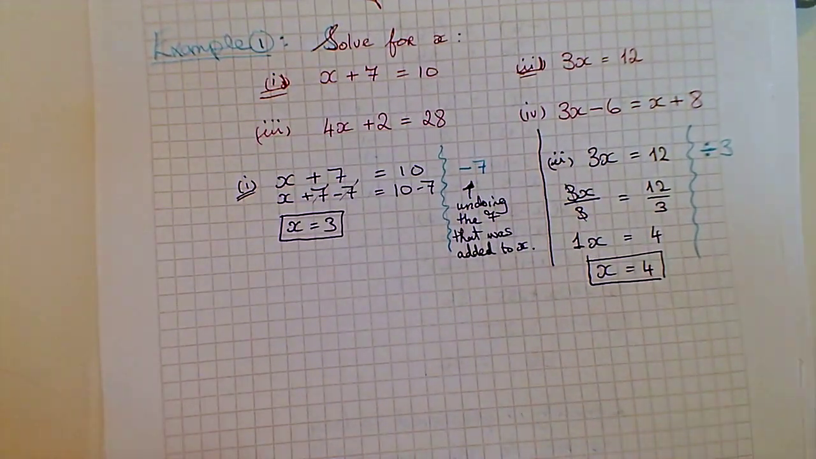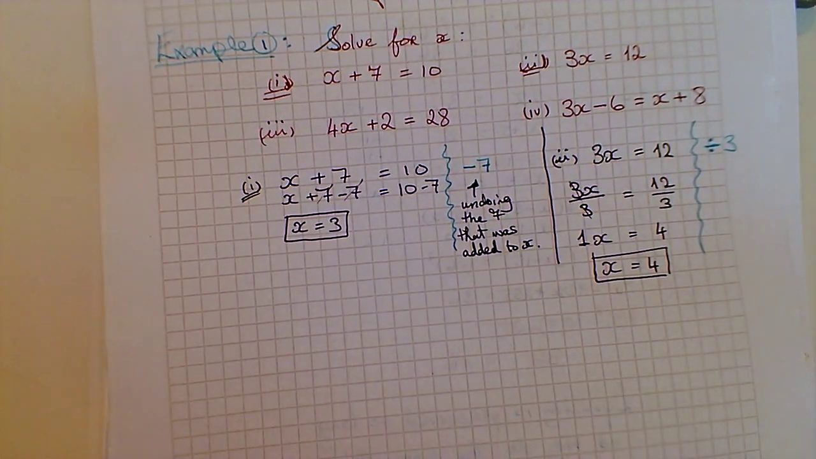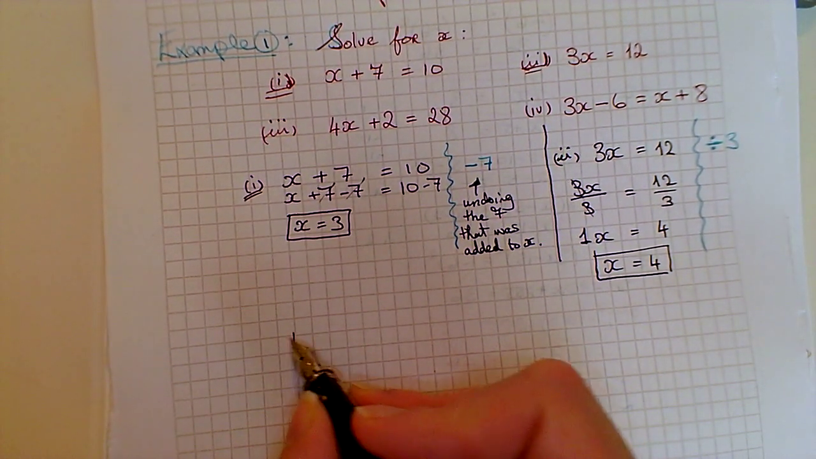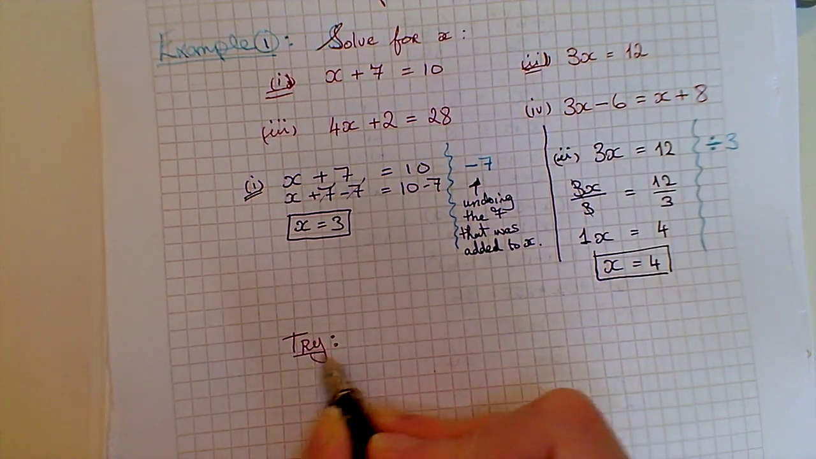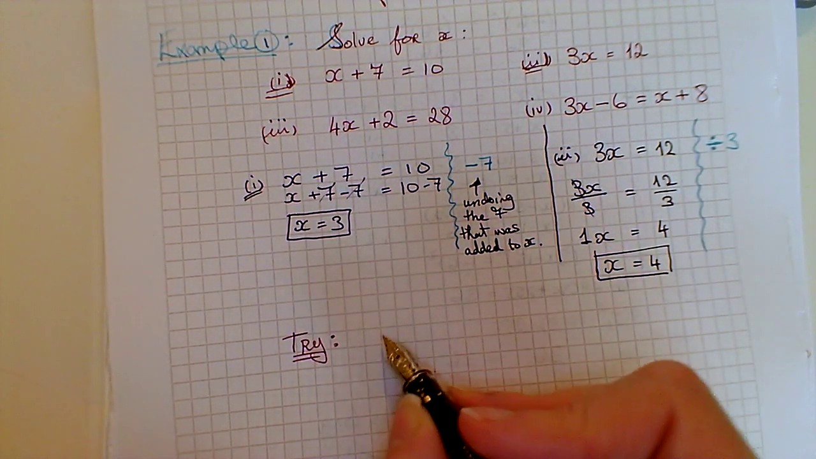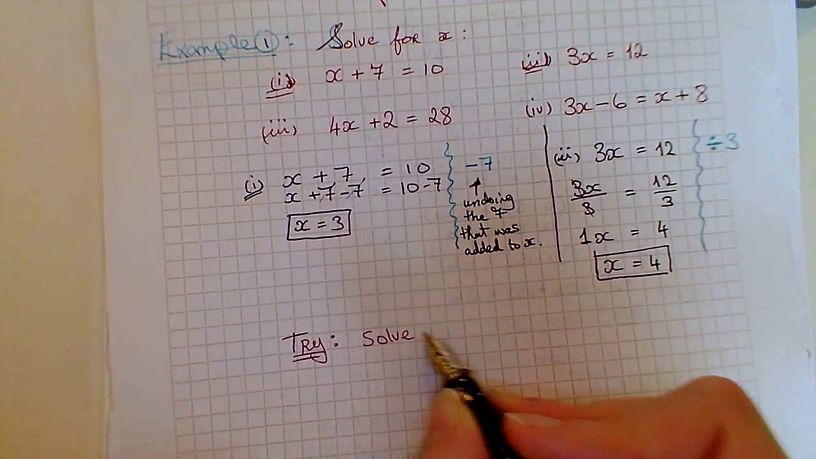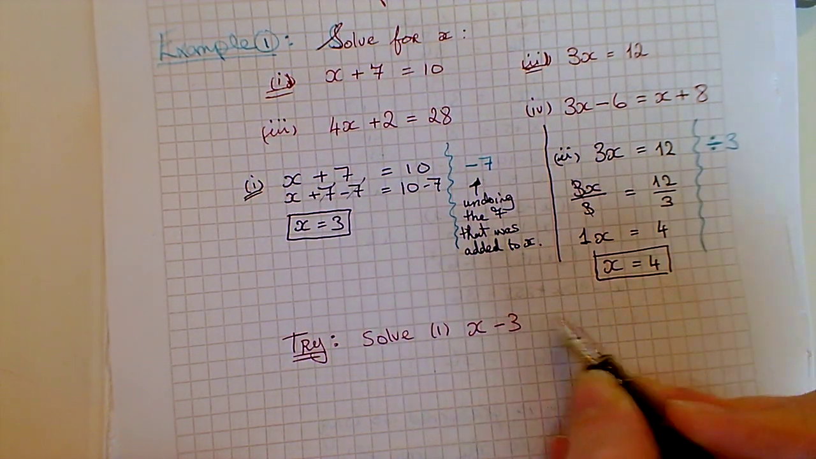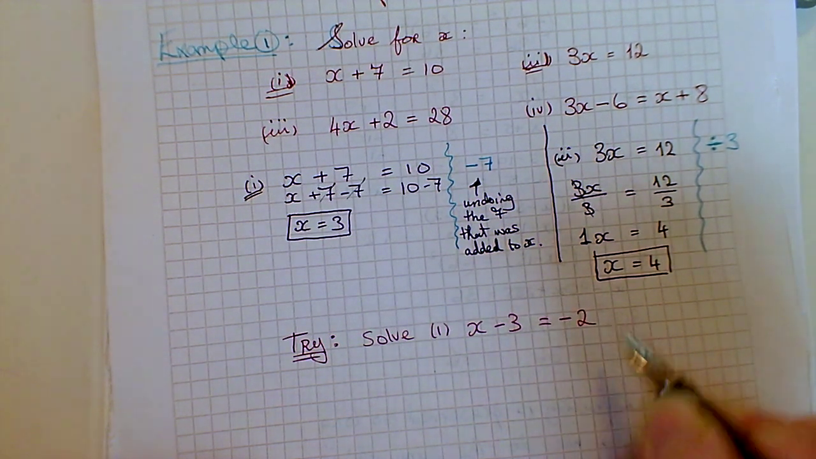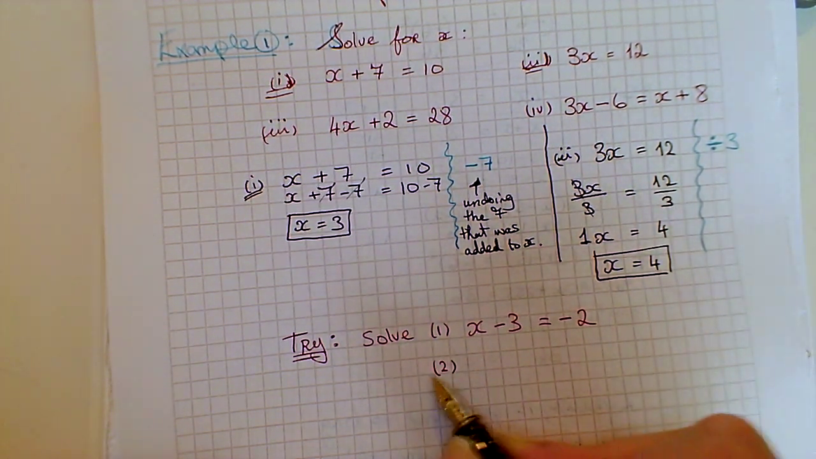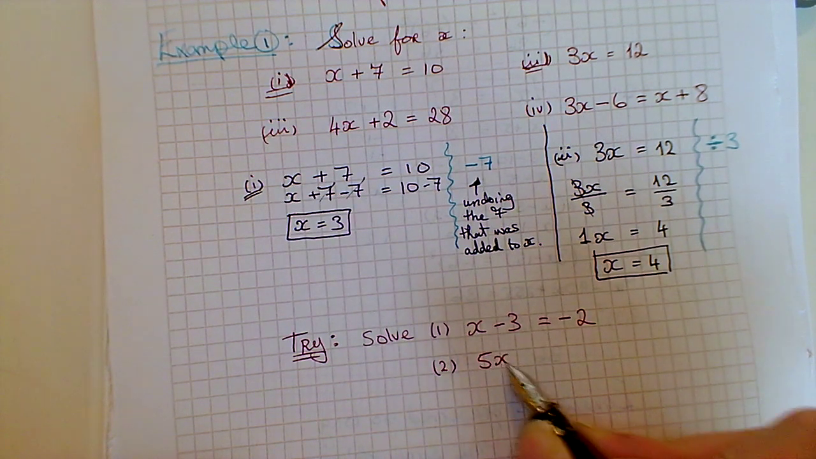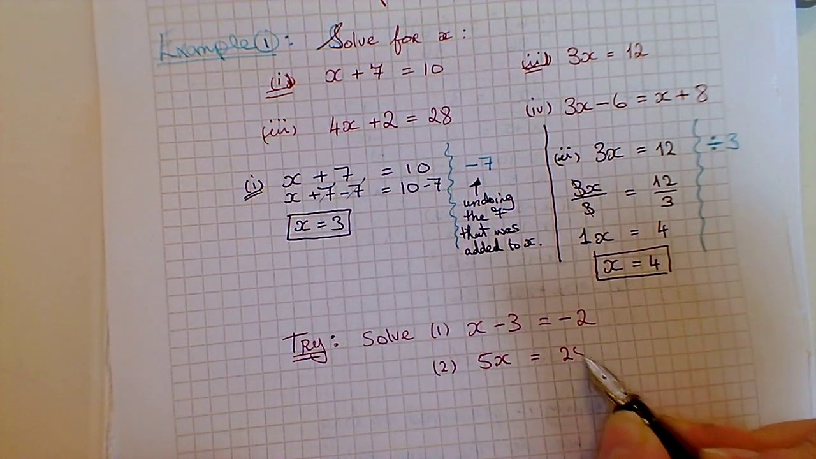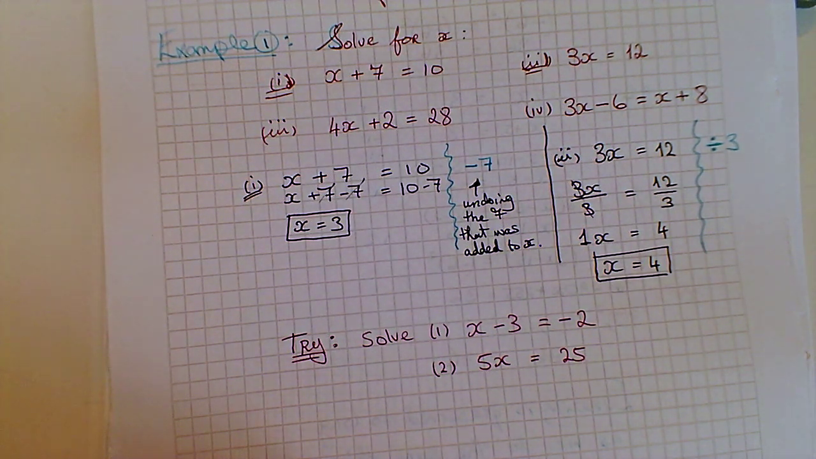Now, I'd like you to pause the video here for a second, and I want you to try some simple ones like that, just to make sure that you understand them yourselves. So try to solve x minus 3 equals negative 2 and 5x equal to 25. Again, you can probably do it in your head. So pause the video, try those, and then come back and I'll show the solutions.